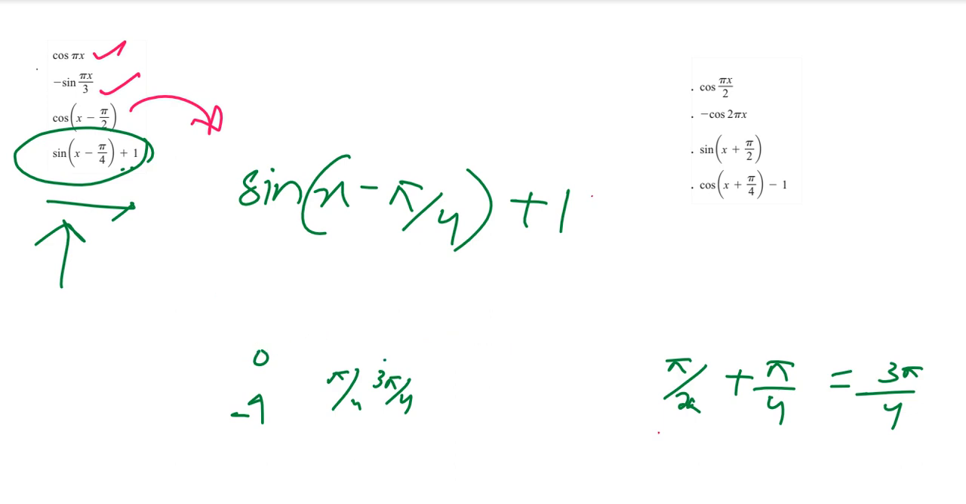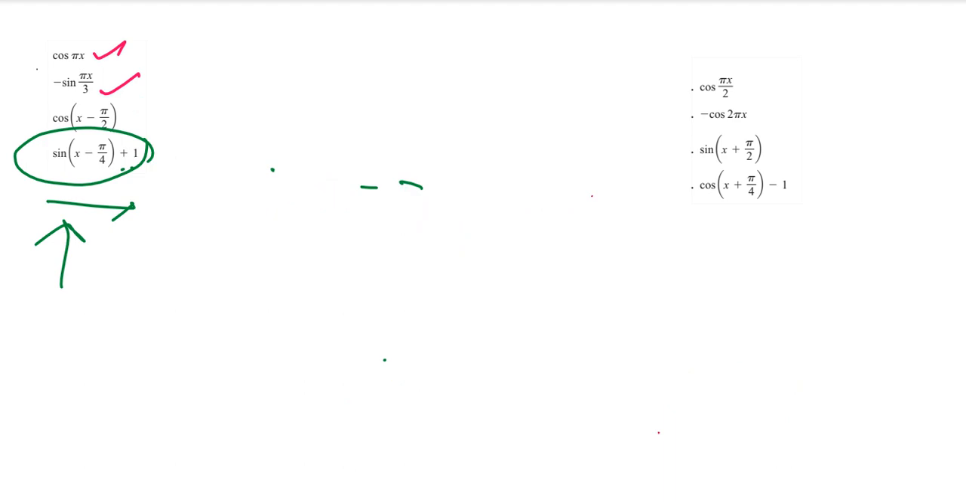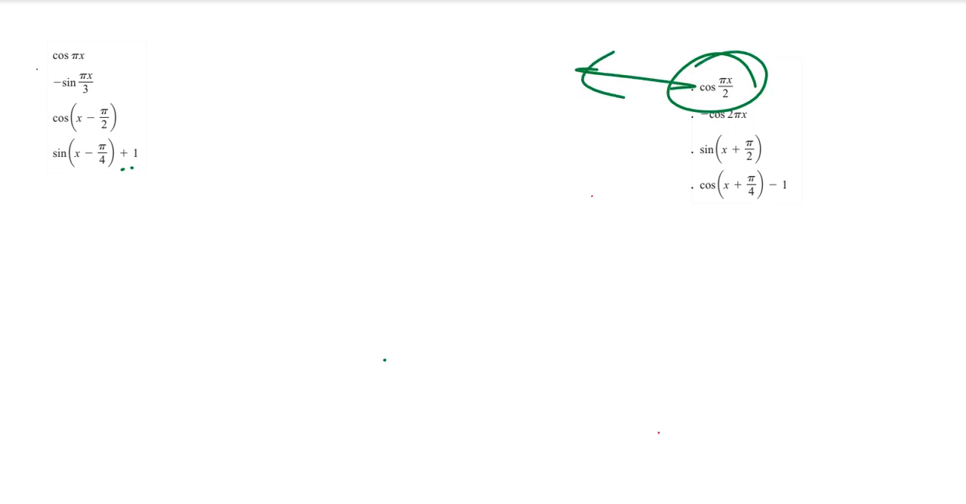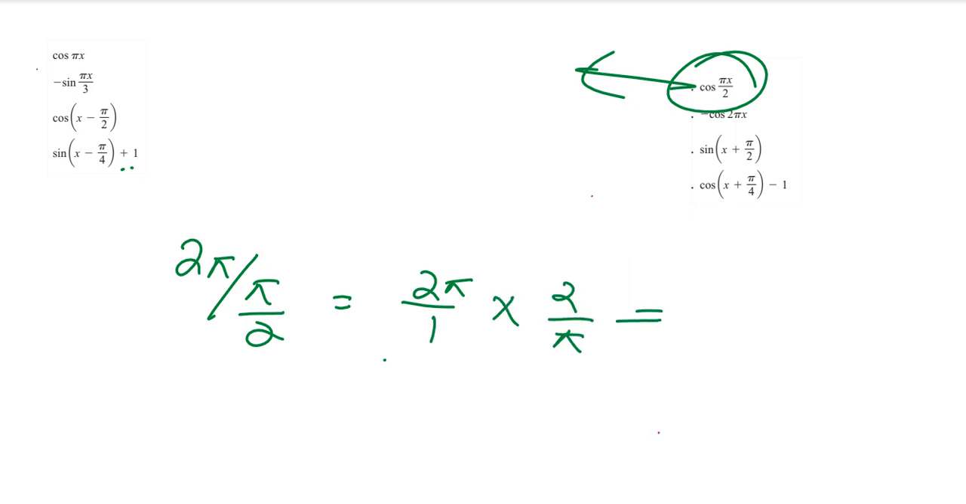Okay, so let's see another example. cos(pi by 2 x). Okay, so again there is a compression because there is a change along the x-axis or the horizontal axis by the factor of pi by 2. Okay, so over here we need to check the period as well. 2 pi over pi by 2. So the period is 4.